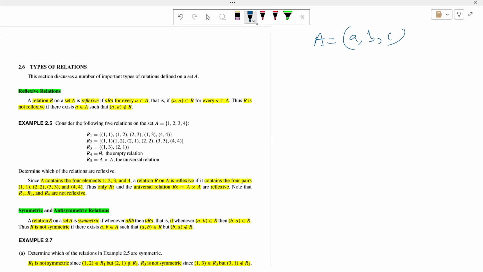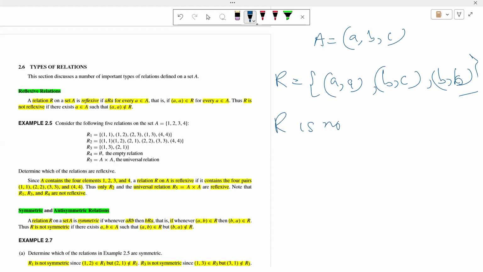So what will happen? Let's say A has three elements a, b, c. Suppose there is a relation R that contains (a, a) and (b, b), but there is no (c, c). So now this relation R is not reflexive. Why is it not reflexive? Because (c, c) does not belong to the relation. Because of that, we can say this is not reflexive.